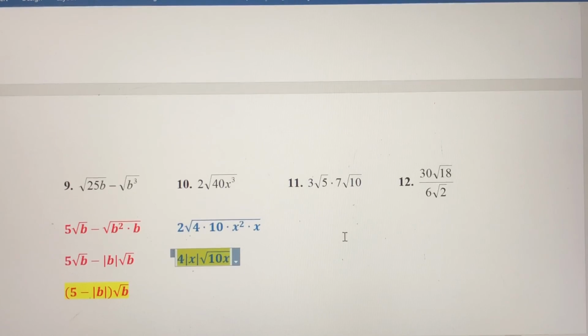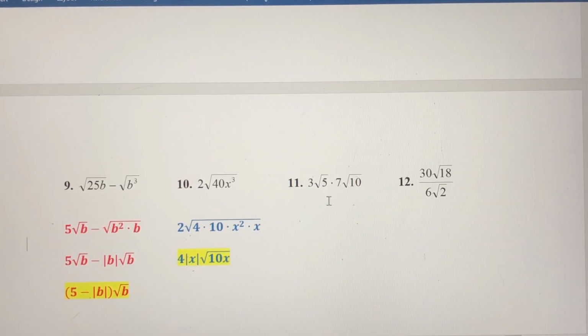So what I'm going to get is 2 times this 2, which is 4. Again, x squared comes out as absolute value of x. And then the radical 10x stays like that. The 10 stays inside, and so does this x. So that's the answer for number 10, okay?